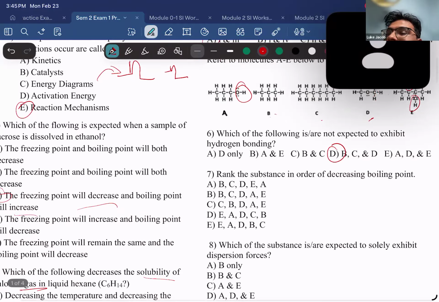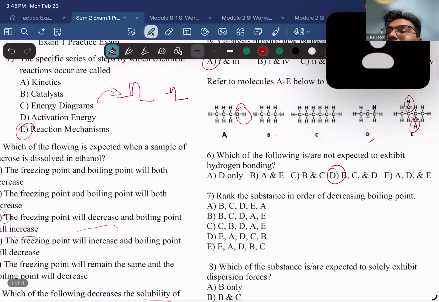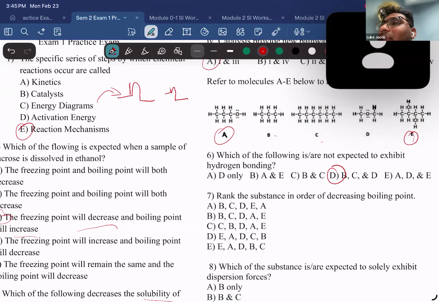Okay. Rank the substances in order of decreasing boiling point. So decreasing boiling point means you start off with the highest intermolecular forces and you end up with the lowest amount of intermolecular forces. Let's look at this. I had a lot of questions about this, so let me know if you guys have questions as well. We see here that A and E have hydrogen bonding, which is the strongest intermolecular force. So it would be E first, then A.